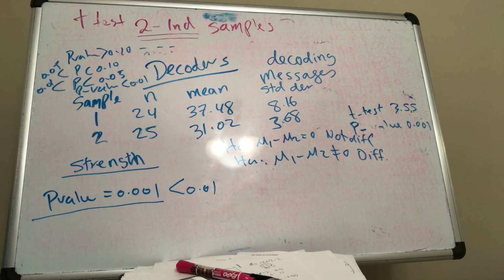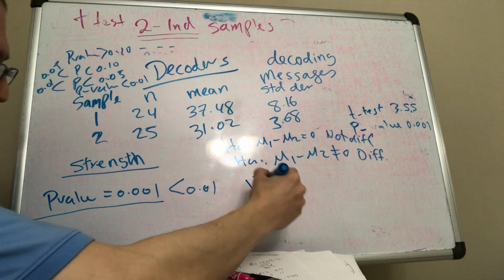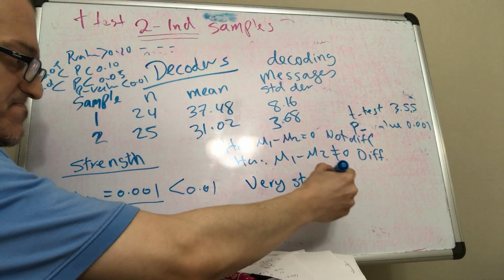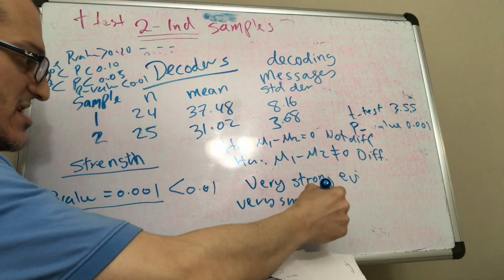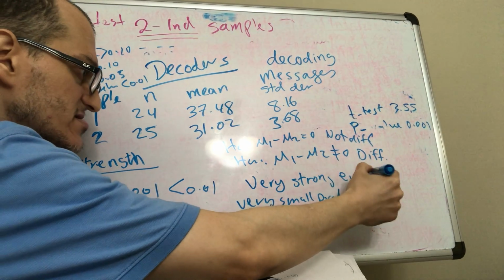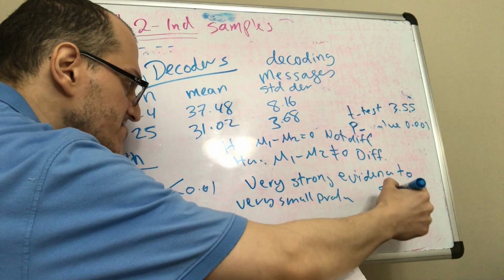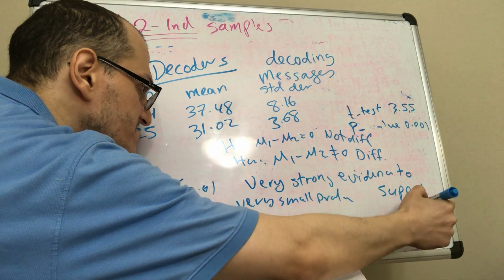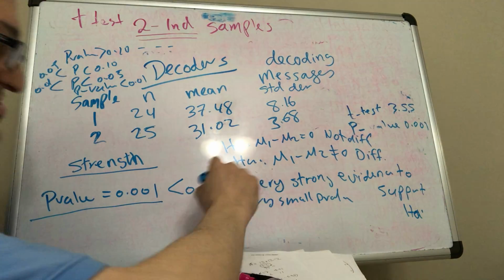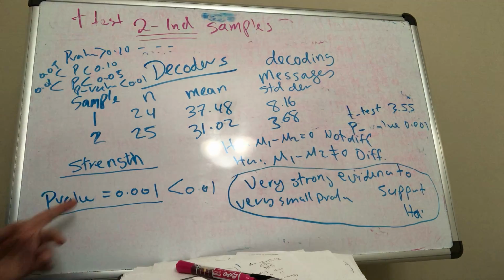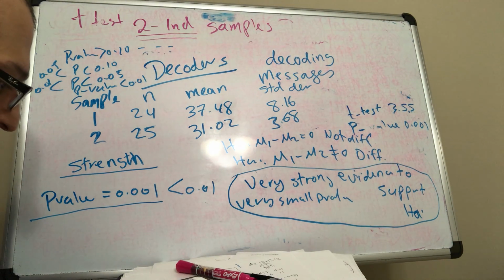It's less than 0.01. Again, this is the standard for the strengths unless they change, but they haven't changed this in quite some time. So your p-value is less than 0.01, so you say very strong evidence. So very small p-value, very strong evidence to support HA. You just need to say whatever comes with it.